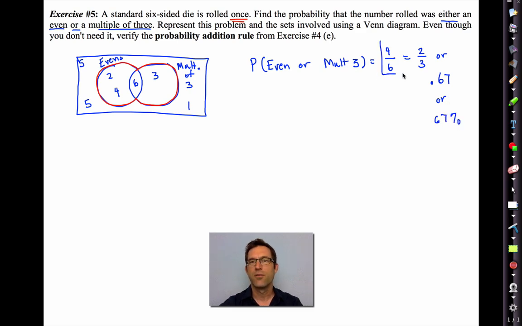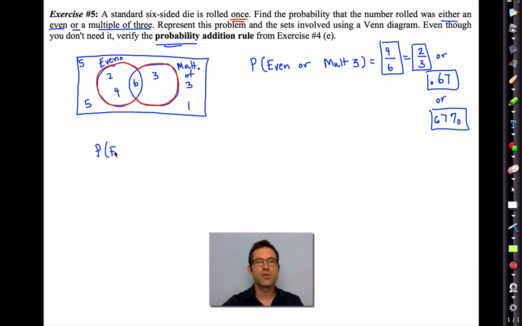All good. 4/6, 2/3, 0.67, 67%, all good, right? Now it does say verify the probability addition rule. So the probability addition rule, let me call it E or M. That'll make our writing a little bit quicker.